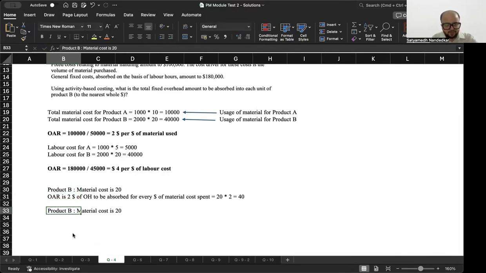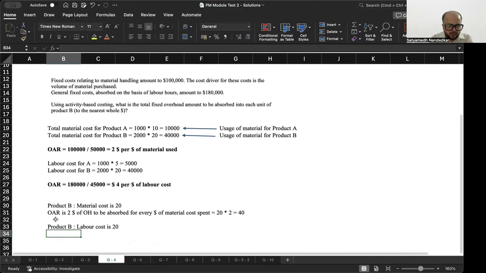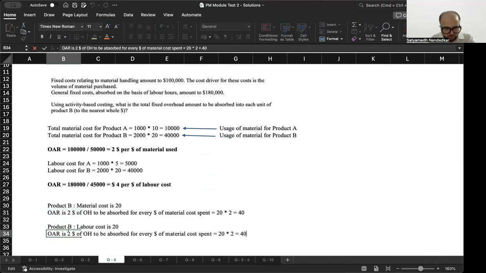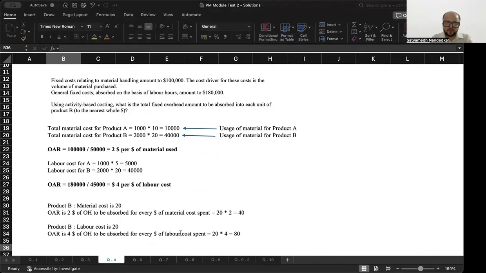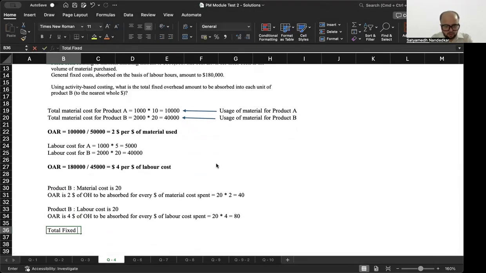Product B, labor cost is again 20, I believe. And what is OAR? OAR is $4 of overheads to be absorbed for every dollar of labor cost spent. So 20 into 4 is 80. So 40 and 80, total fixed overheads absorbed. Total fixed overheads absorbed are 40 plus 80, which is 120.